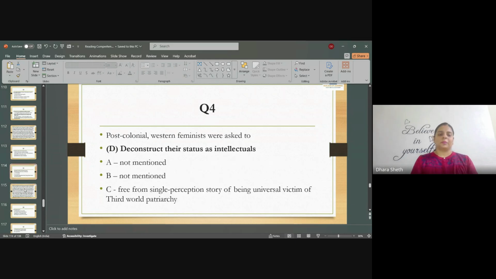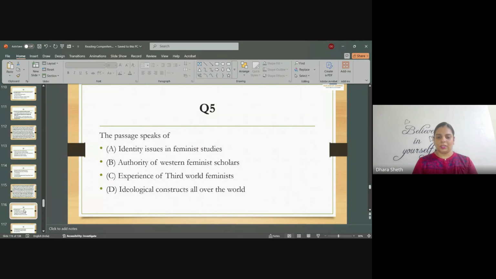Okay. And the last question. What does this passage speak of? You could call it the title, you could call it the core theme. That's the last question. Identity issues in feminist studies, authority of Western feminist scholars, experience of third world feminist, ideological constructs all over the world.